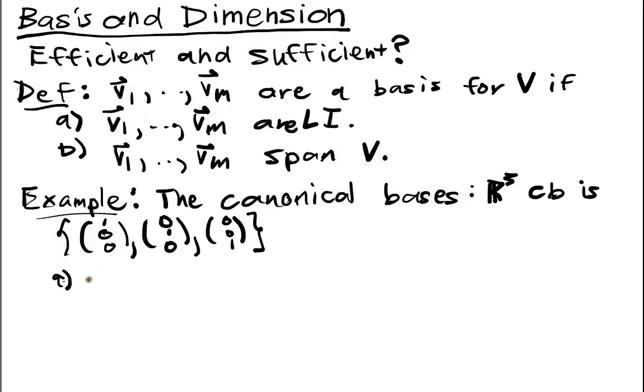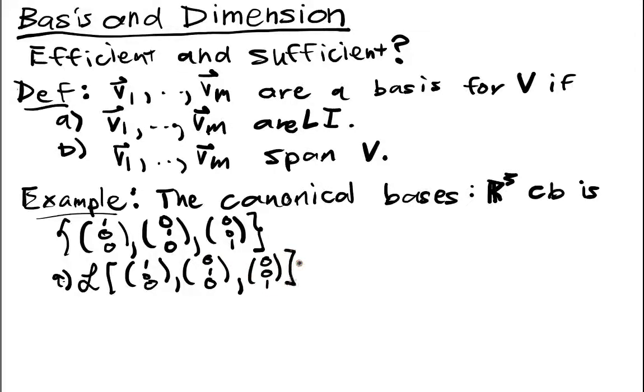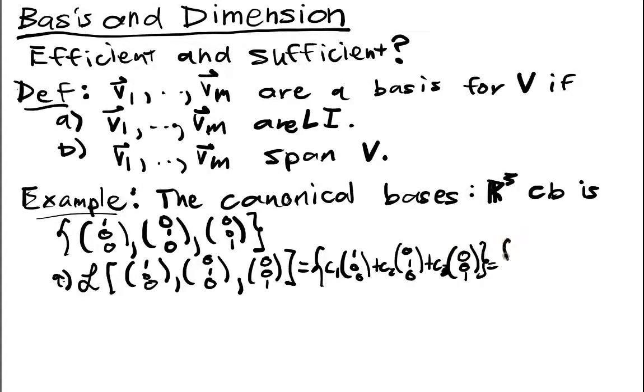How about another example? Well, let's show that this actually holds. So let's take all the linear combinations of 1, 0, 0; 0, 1, 0; 0, 0, 1. So this will be c1 times 1, 0, 0 plus c2 times 0, 1, 0 plus c3 times 0, 0, 1, which will be equal to c1, c2, c3 for all real numbers, and that's equal to R3, so definitely we have spanning. So this should really be B.